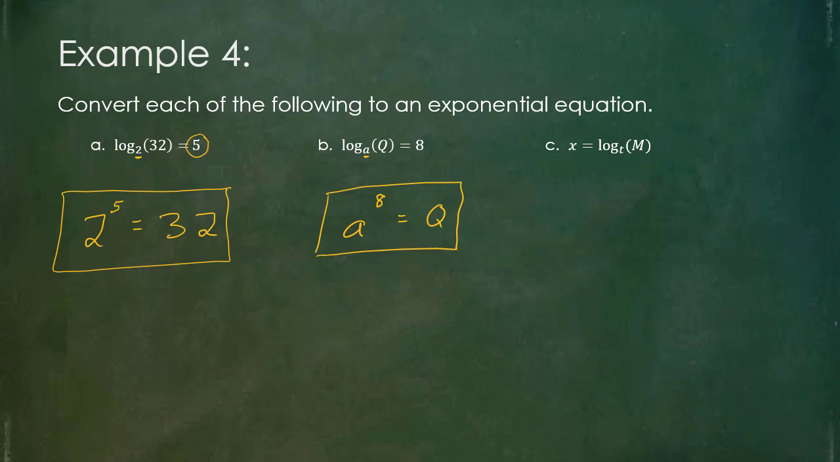The very last one, even though the log is on the right side of the equal sign, it's not going to change a whole lot. I'll start with my base. My base is t. What's by itself is x, so that's now going to be inside, and then it's going to equal what was inside, which was m.